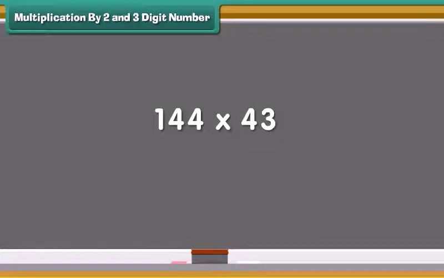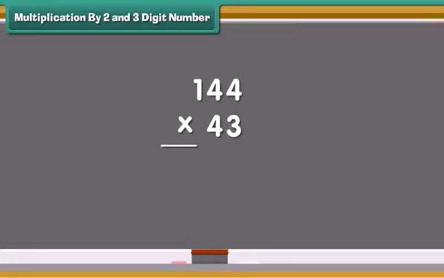Let us multiply 144 by 43. Start multiplication from 1's place. 3 times 4 is 12. Write 2 in the 1's place and carry the 1 forward to the 10's place.